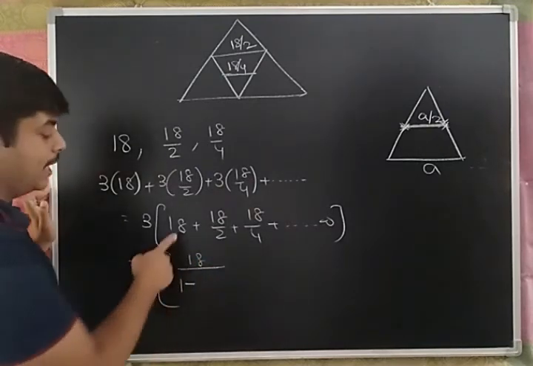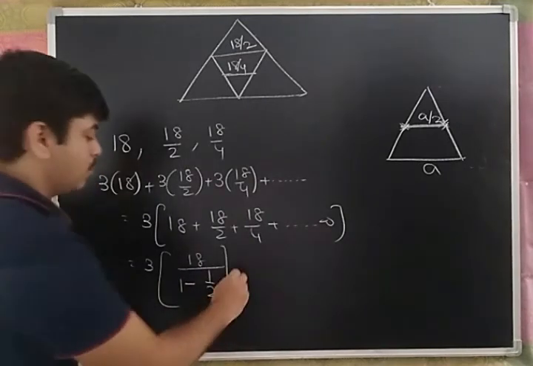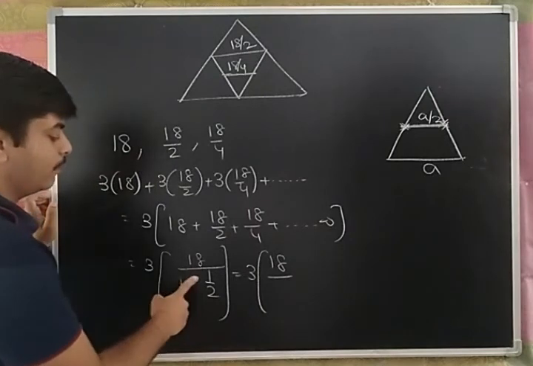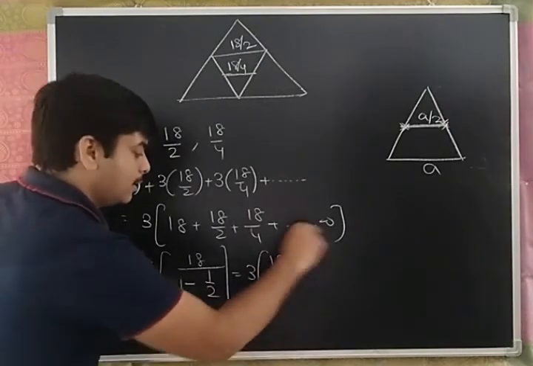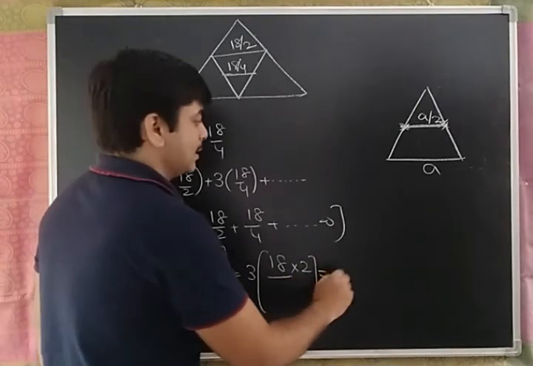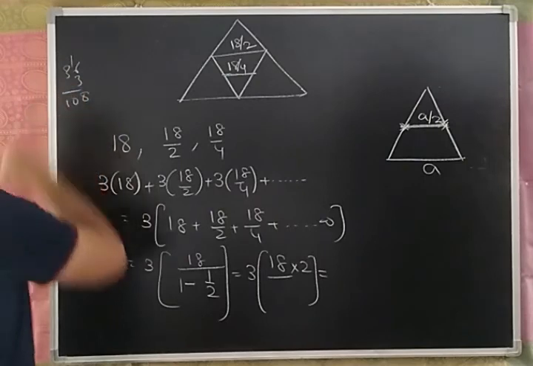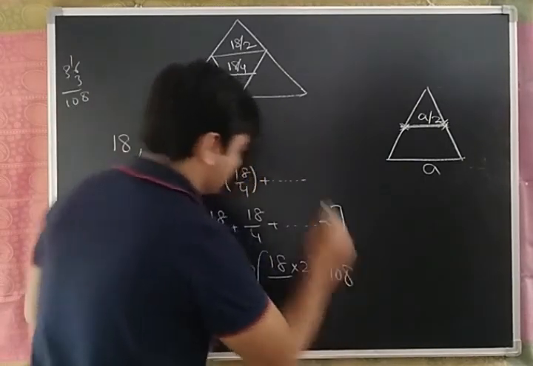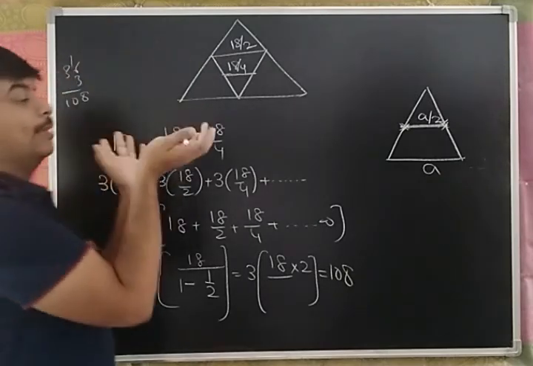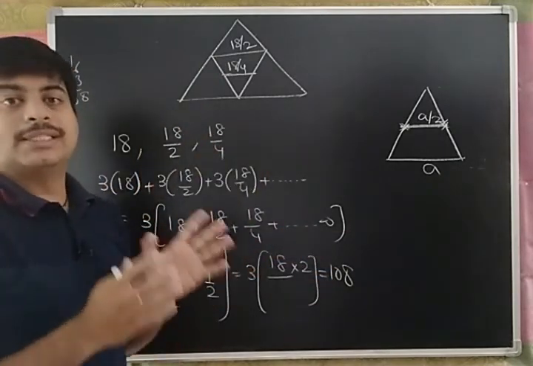What is the common ratio? 18 and 18 by 2, the common ratio is 1 by 2. Yes or no? So 3 times 18 by (1 minus 1 by 2). 1 minus 1 by 2 is 1 by 2, and that reciprocates to 2. So 18 times 2 is 36, 36 times 3 is 108. 108 should be your answer. Just check my calculation once. So the sum of the perimeters of all the triangles formed will converge to the value 108.